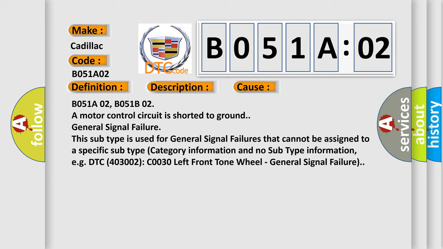General signal failure. This subtype is used for general signal failures that cannot be assigned to a specific subtype category, with no subtype information, e.g. DTC C0030 left front tone wheel, general signal failure.